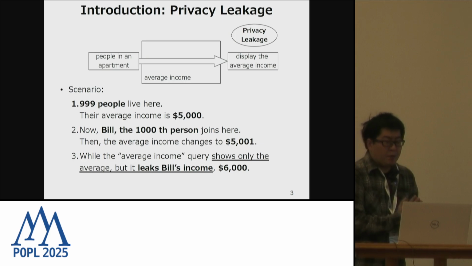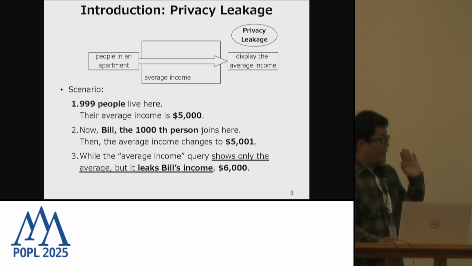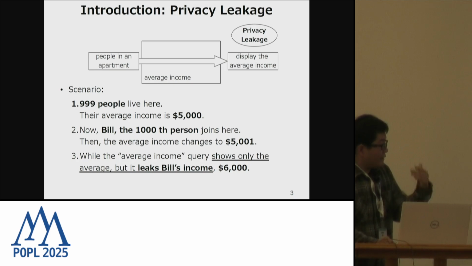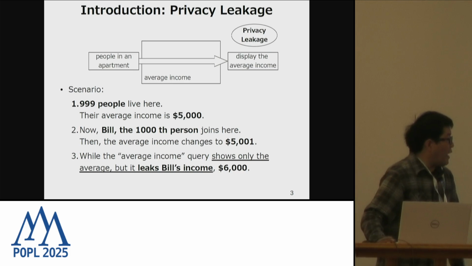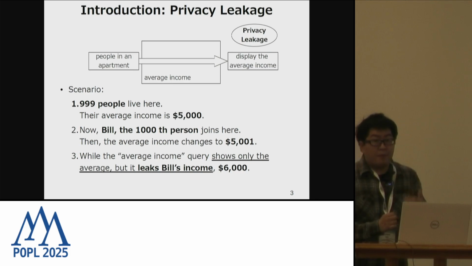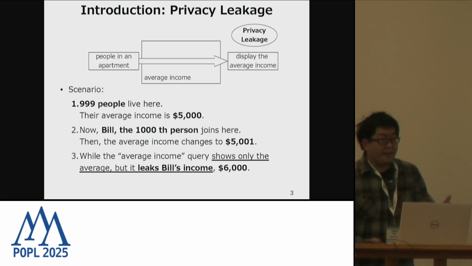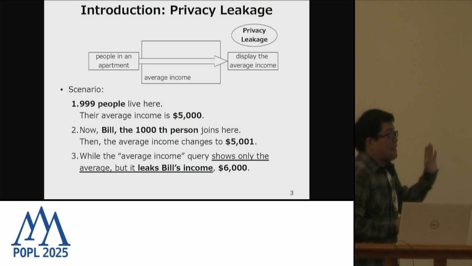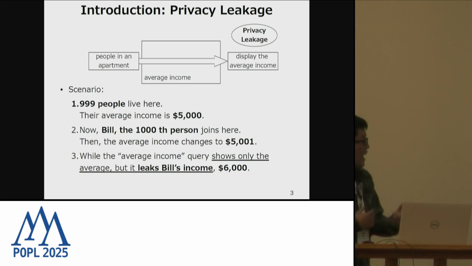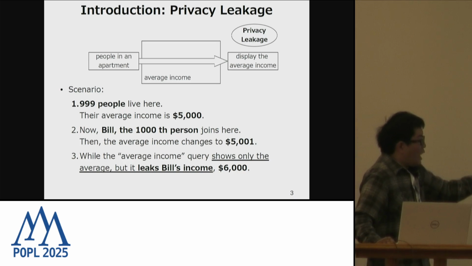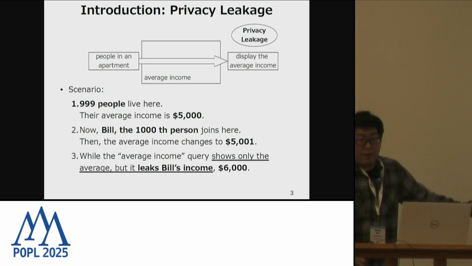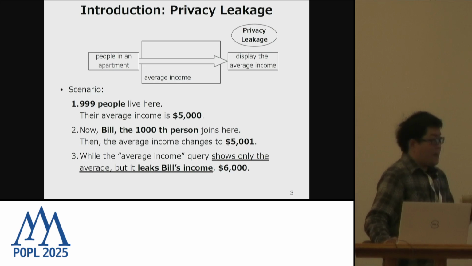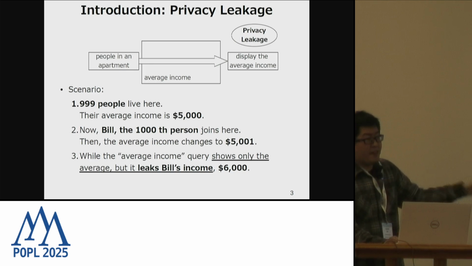Step 3, then in this case, the average income query shows only just the average of income. However, it leaks the Bill's private income. We can calculate $6,000. So it is a very cheap scenario of privacy leakage. I want to say that the average income does not show the Bill's income itself, but using the background knowledge, privacy can be leaked.